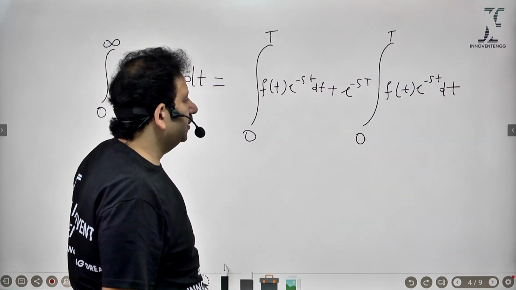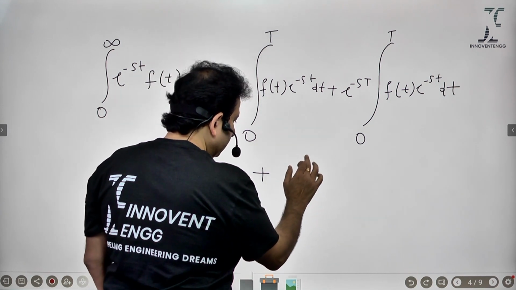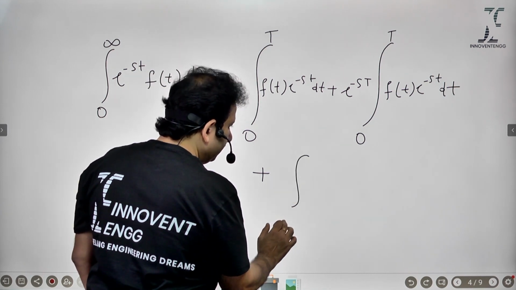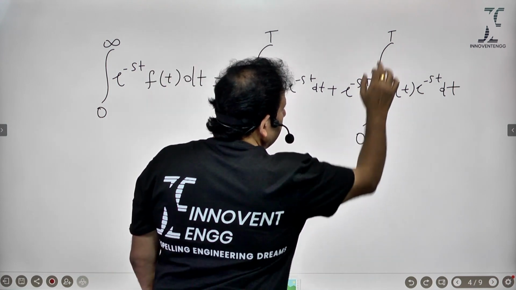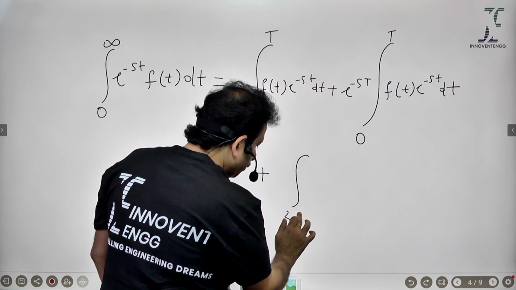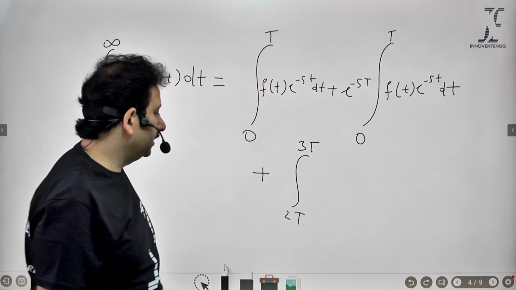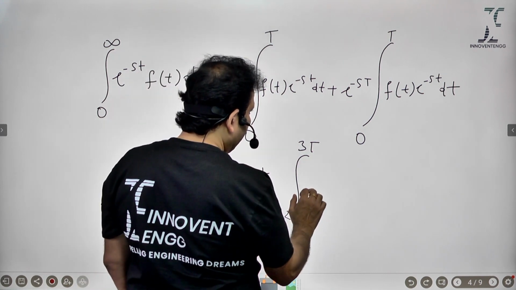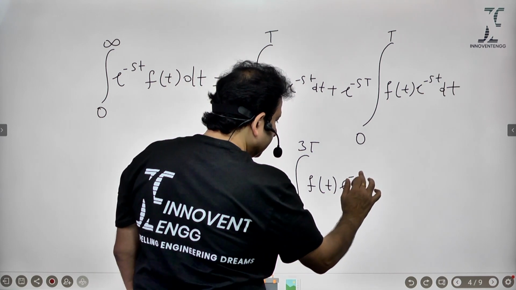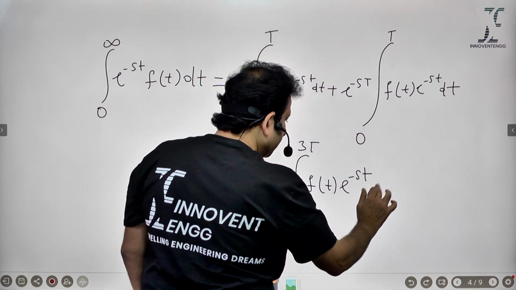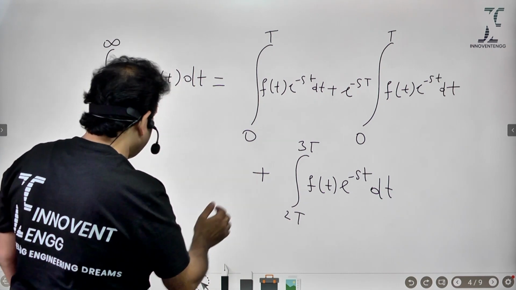So can we actually do the same thing for the next integral? What limits would it have? Since the previous one was T to 2T, this will be 2T to 3T, right? This would have the limits 2T to 3T, and therefore this could again be reduced. That is, it can be shifted by 2 periods.